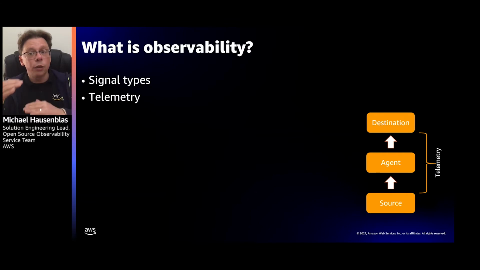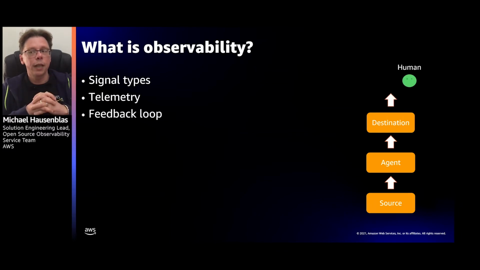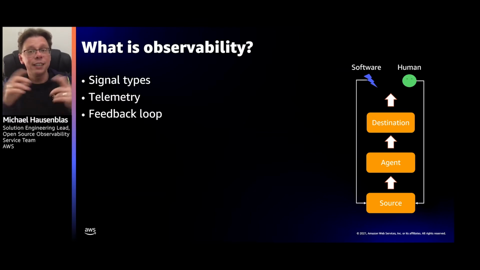That is what we call telemetry, getting the signals from the sources to the destinations. There is one more thing, and that is the feedback loop. As I mentioned already, usually a human interacts with destinations, specifically with front ends, UIs, for example. However, there is also software that might use these signals in the destinations or from the destinations. The most important thing here is this feedback loop.